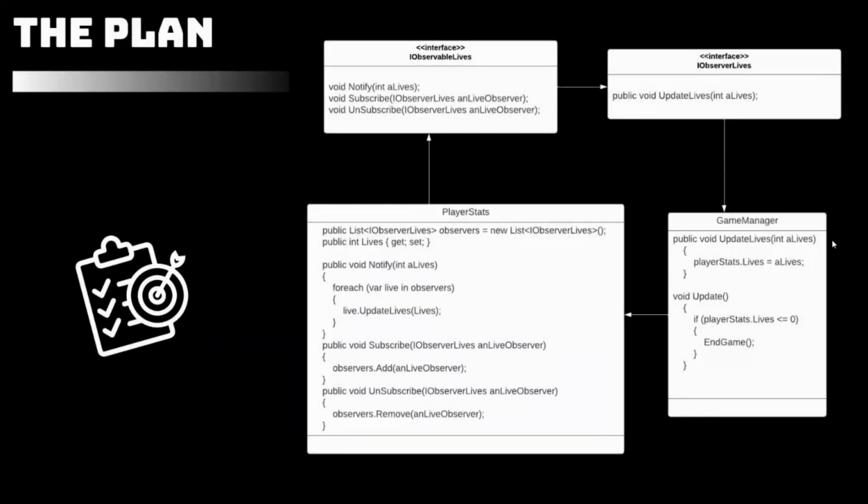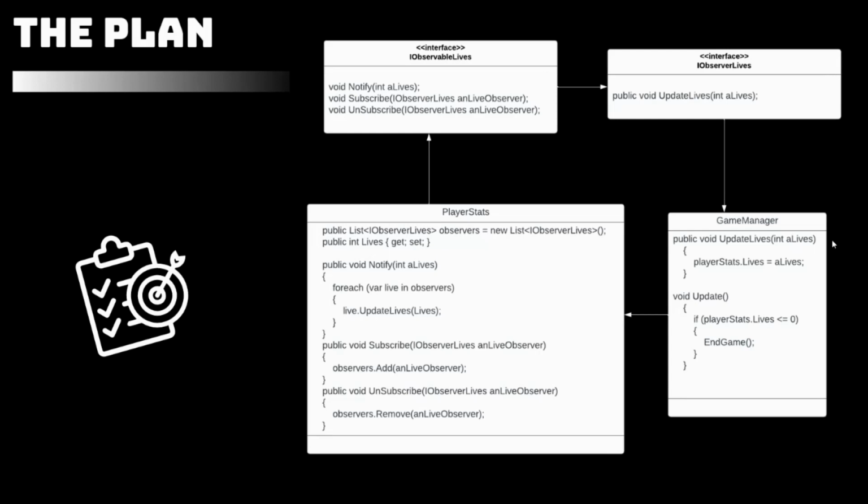And in this game, this is how the observer pattern works. So the plan is, when you apply the observer pattern inside your applications, you will have two interfaces. You'll have the observable and you will have the observer. And in this case, for our game, we have observable lives and observer lives because we want to listen to lives, because we want to know when we should end the game.